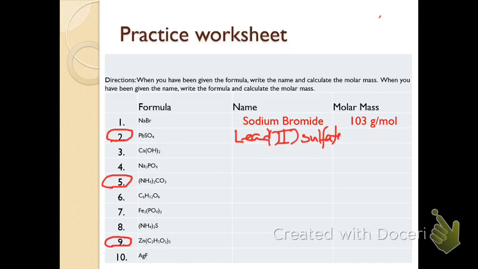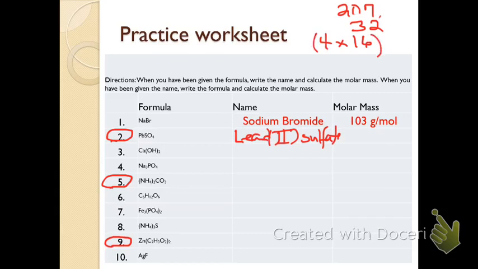Find the molar mass for lead. Lead has a molar mass that rounds to 207. Find the molar mass of sulfur. Sulfur has a molar mass that rounds to 32, and there is 1 sulfur. I'll write it a little neater. There we go, 32. And then I have oxygen. Oxygen's molar mass rounds to 16. But remember, there are 4 of them. So you need to add all those together.